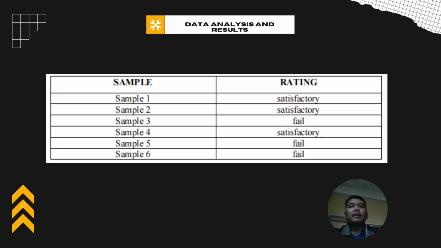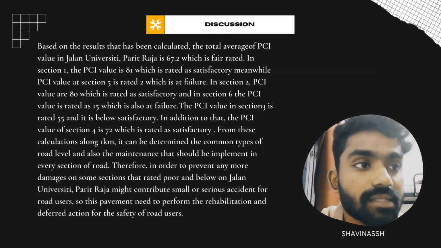So for the data analysis and result, for sample 1 the rating is satisfactory. Sample 2 is satisfactory. Sample 3 is fail. Sample 4 is satisfactory. Sample 5 fail, and sample 6 fail. And let's take a look at the discussion.